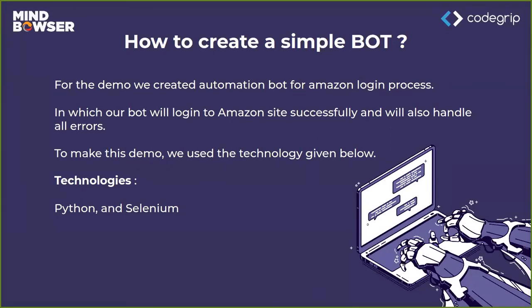Then we create the same process using the automation bot. I mean to say, how the physical user, for example, wants to log in to Amazon. What are the steps I have to follow? All these steps we are performing using the automation bot. So I am sharing my screen. The screen is visible.